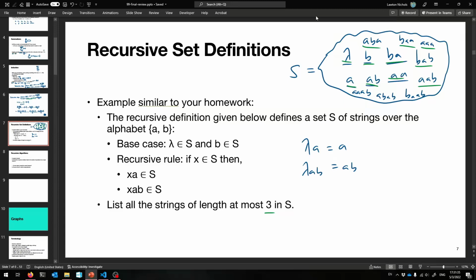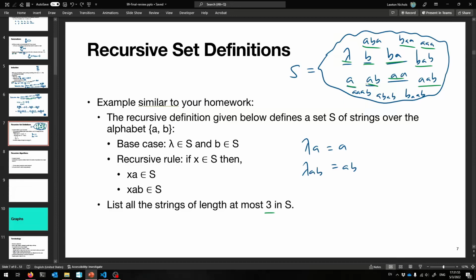You're using these recursive rules, like a recursive function, to build up strings, to say what is in this set. And it doesn't just have to be strings, it could be anything. You can build up any mathematical thing and put it in a set. Okay, so that's that example, and let's keep on trucking.